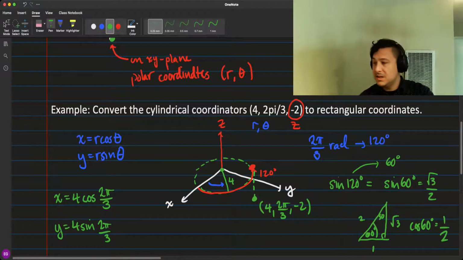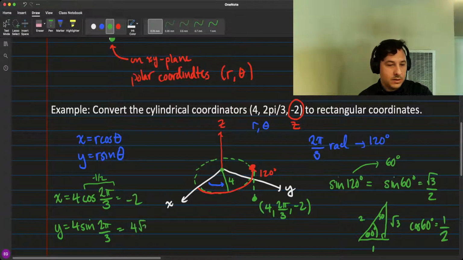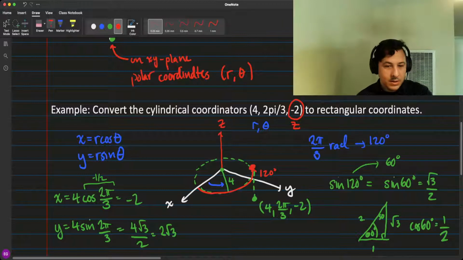Except, okay, yeah, so then you have to take care of the sign. It will be negative, right? So this part right here is going to be negative half. So 4 times negative half is negative 2. And then 4 times root 3 over 2 is going to be 4 root 3 over 2, which is 2 root 3. So what are the x, y, z coordinates of this point? -2, comma, 2 root 3, comma, -2.